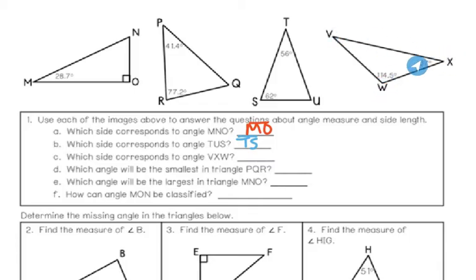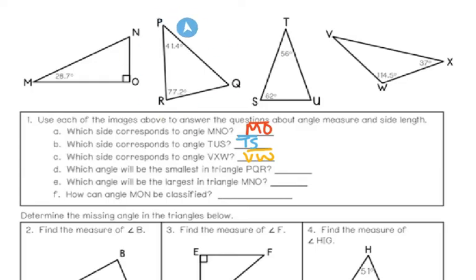VXW is this angle right here, this 37-degree angle. The side that is opposite of that is VW. The next couple of questions talk about angles. The first question says, which angle will be the smallest in triangle PQR?